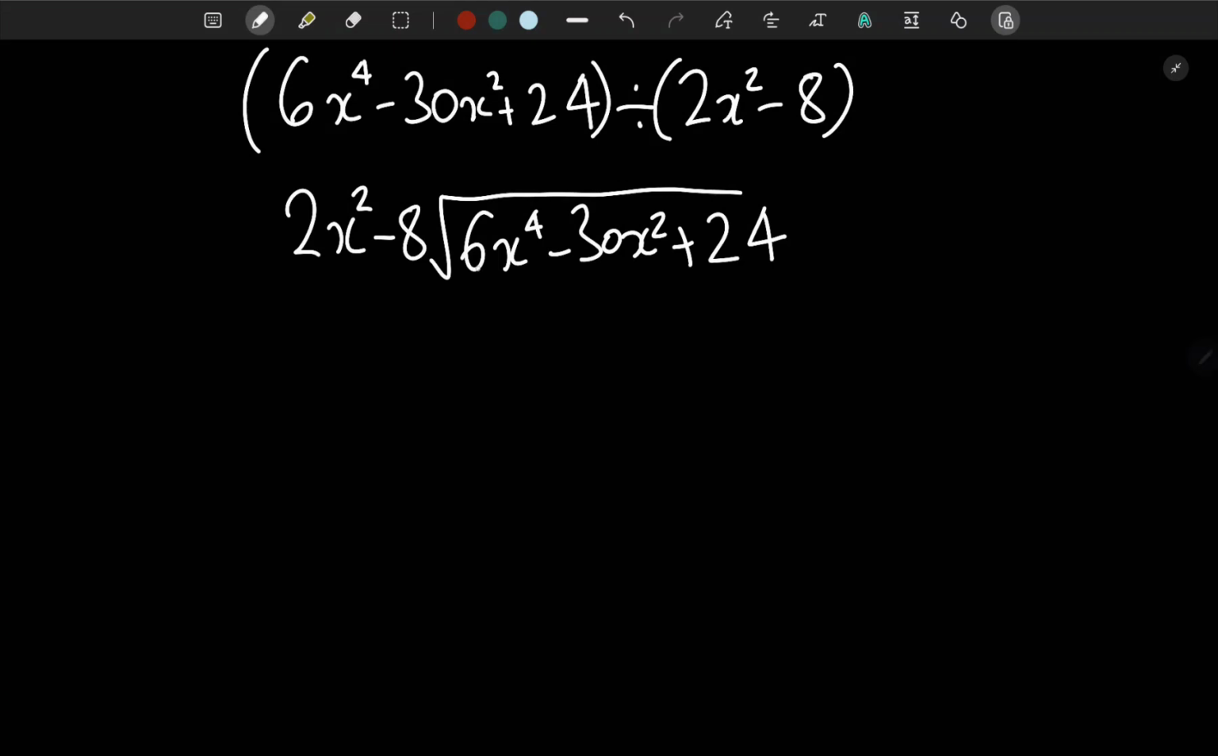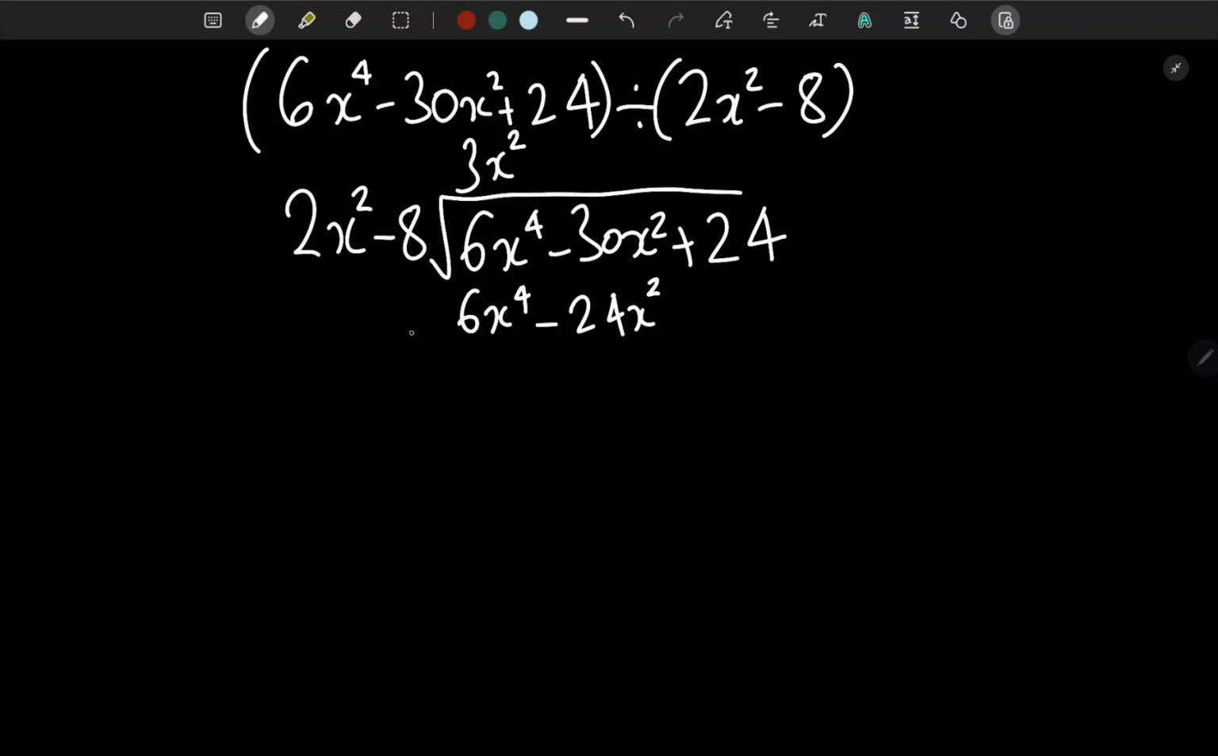So let's start by doing 6x to the power of 4 divided by 2x squared, which is going to give us 3x squared. And now we multiply it back, so we will get 6x to the power of 4 minus, the signs are very important by the way, because later we need to switch them, so keep that in mind. So it's going to give you 24x to the power of 2.